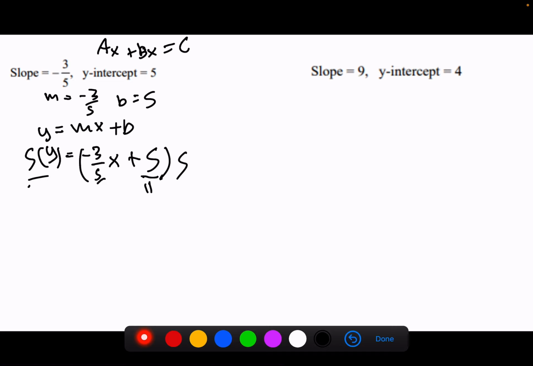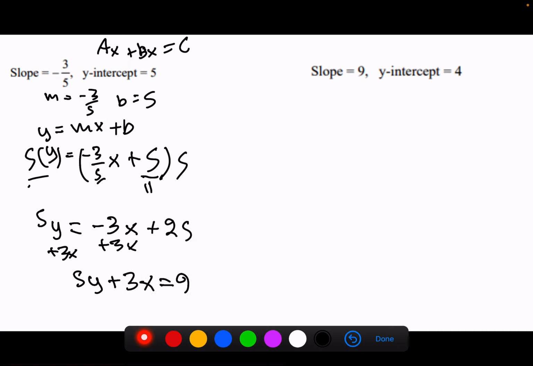So I can rewrite this as 5y is equal to negative 3x plus 25. And now I can derive the standard form. So I'm going to add 3x to both sides. And I'm left with 5y plus 3x is equal to 25.